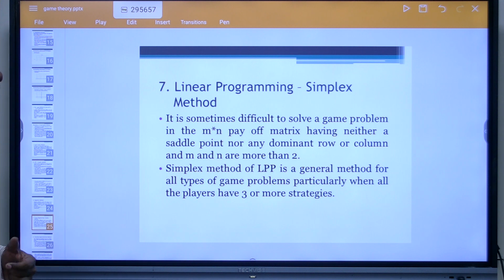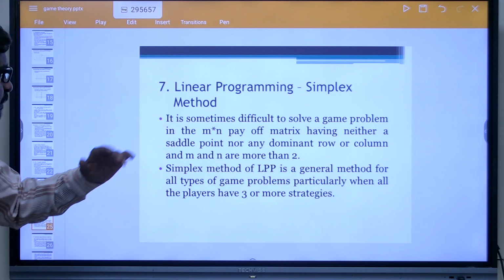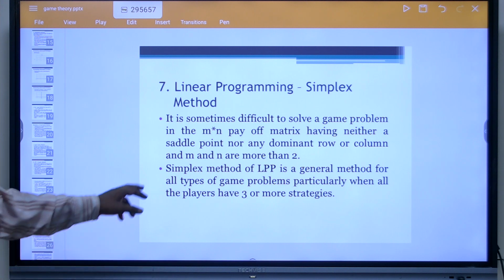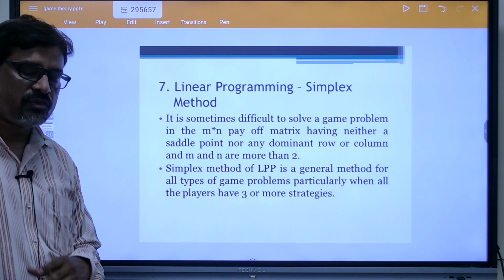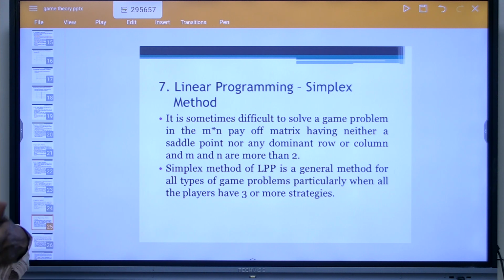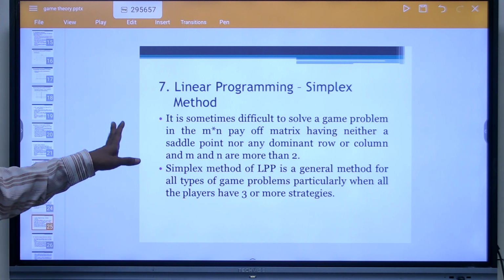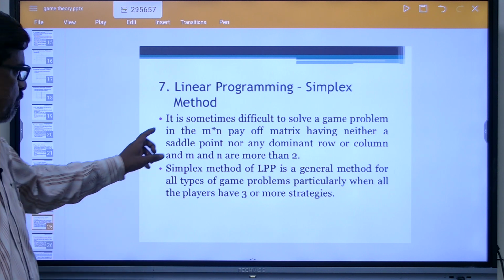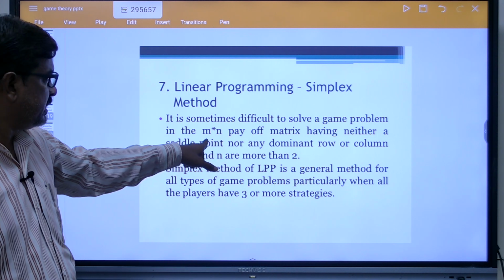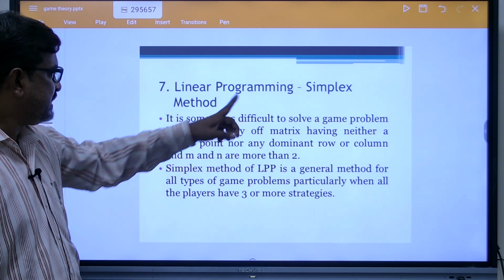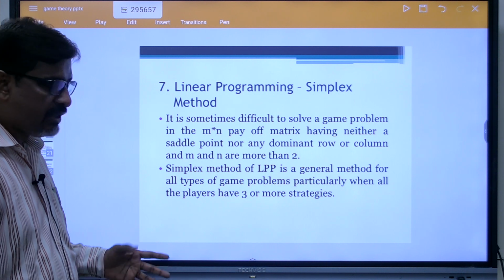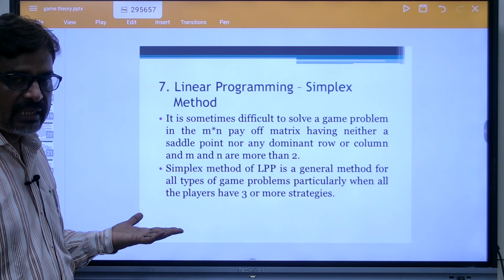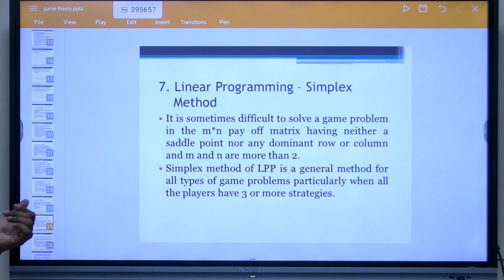Simplex method. It is sometimes difficult to solve a game problem in this m cross n. We are having the number of rows and number of columns more than 2 and 3, then we have to go with the simplex method. Whatever number of rows and whatever number of columns are there, we will adopt the linear programming simplex method, and we can solve the game as usual as we do in the simplex problem.